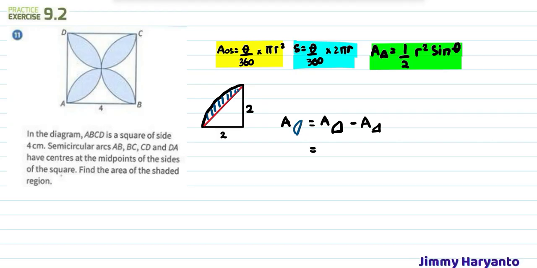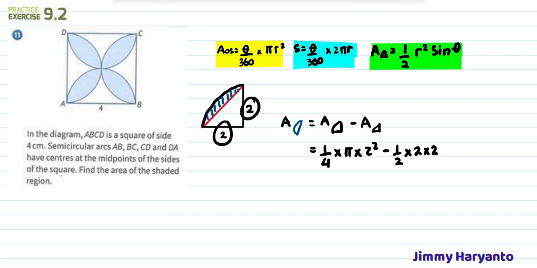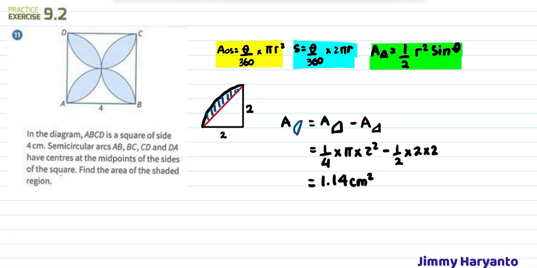The area of the quarter circle is 1/4 times pi times r square, minus the area of the triangle, which is half times base times height. So this is the base, this is the height. Just calculate it, and you will have 1.14 centimeter square for the result. That is the answer. Oh, not yet, it's still only one of them.